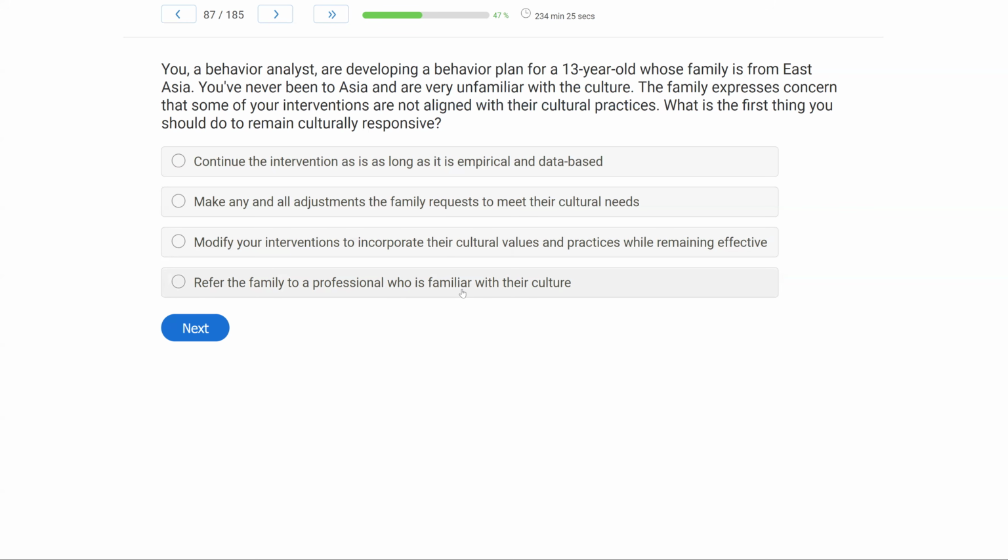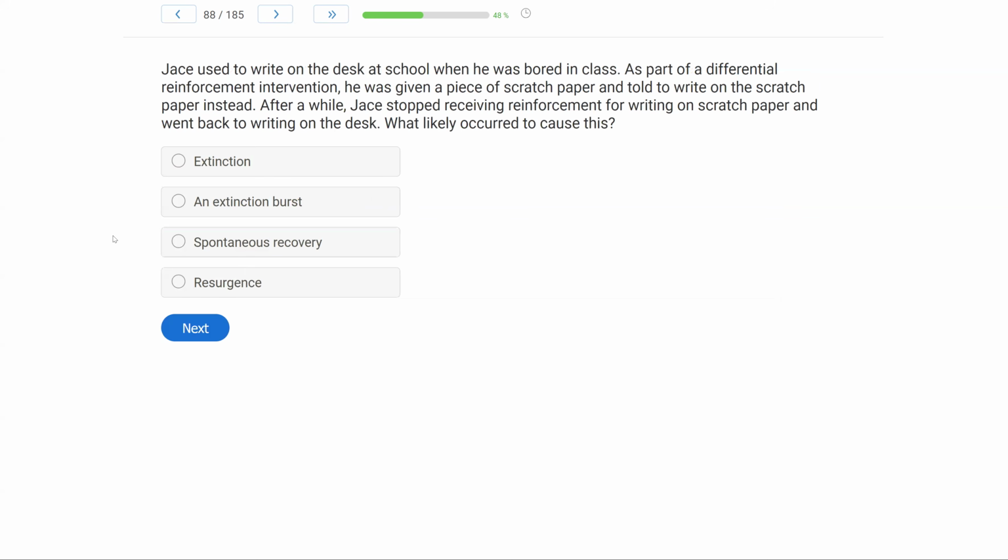And as an analyst, it's your job to make an effort to better understand the culture that you are working with. You're going to work with a lot of different families, and it's not always going to be an option to just give them to somebody else. So in this case, you should modify your interventions to incorporate their cultural values and practices while remaining effective.